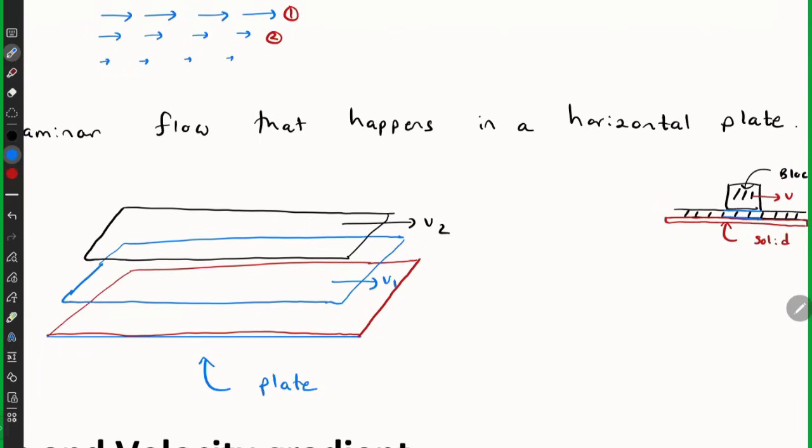Now you can see here that v2 is greater than v1. And then my question is why, right? Why do you think velocity v2 is greater than v1? What is the possible reason for v2 to be greater than v1? What would be the case?